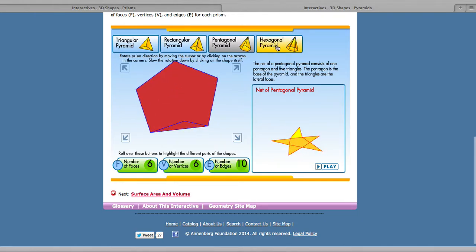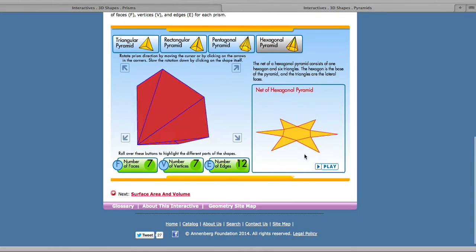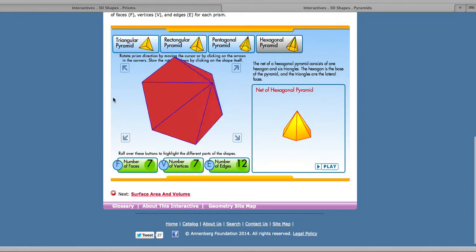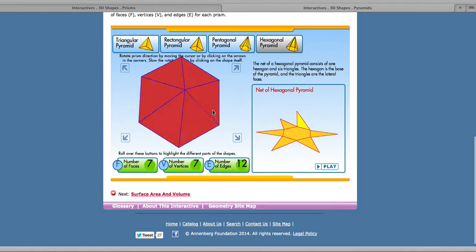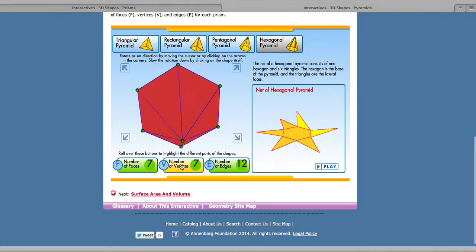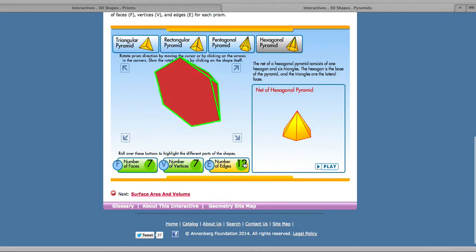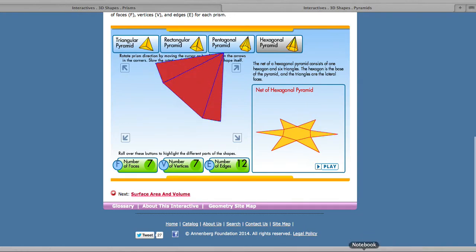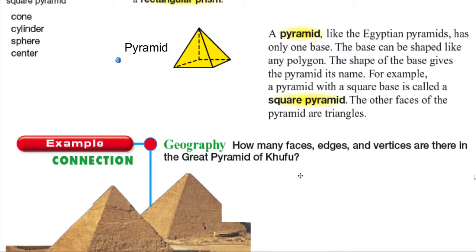Finally, let's take a look at the hexagonal pyramid. Base shaped like a hexagon. Okay, like that right there. Okay, that's your hexagonal pyramid, and it has seven faces, seven vertices, and 12 edges. Okay, let's move on to the next definition.